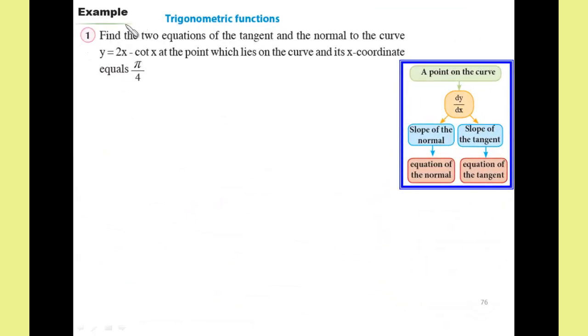Example 1, and we will use trigonometric functions in this example. The example: find the equations of the tangent and the normal to the curve y equals 2x minus cotan x at the point which lies on the curve and its x coordinate equals pi over 4. Solution: solve this kind of questions.